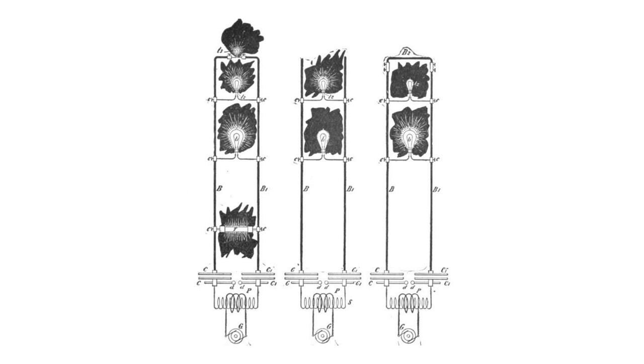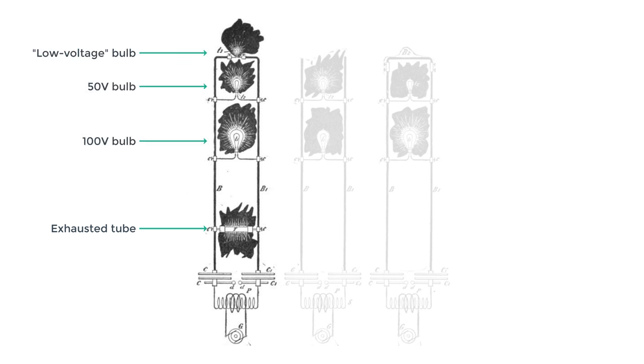In 1893, Nikola Tesla gave a lecture in which he mentions the following circuits, which he used to demonstrate peculiar impedance phenomena. The first circuit consists of a low-frequency step-up transformer, charging two capacitors in series, which discharge through a spark gap, lighting up an exhausted tube, as well as a 100-volt, a 50-volt, and a low-voltage incandescent bulb.